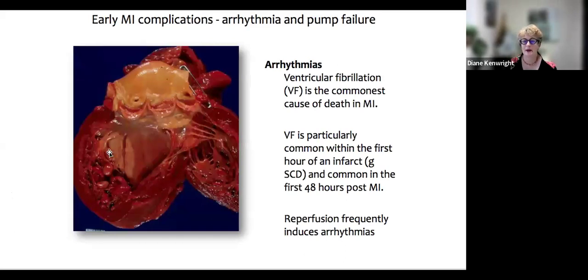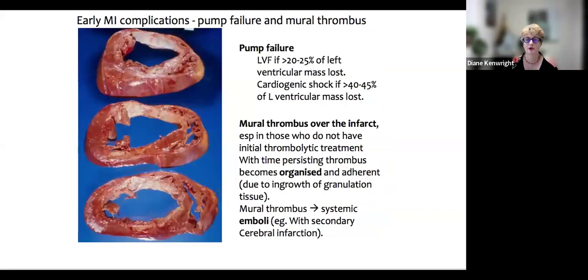So let's think again about the heart. We've done all this already. So arrhythmias: VF is the most common cause of death in MI from arrhythmias. It's particularly common in the first hours and common in the first 48 hours. But here, reperfusion frequently induces arrhythmias. So this is something to watch out for if you are looking after people acutely.